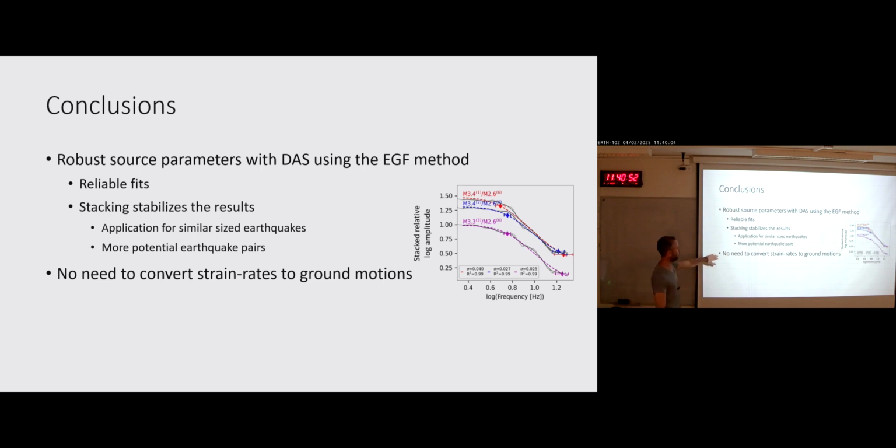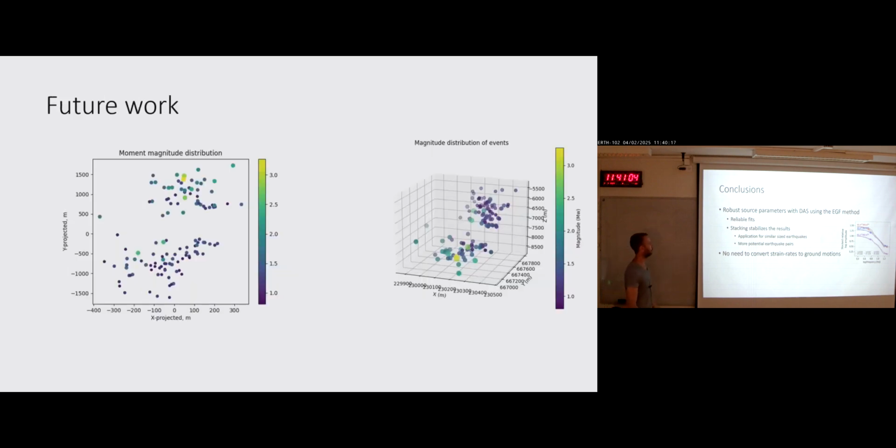We don't need to convert strain rates to ground motions like we did for early warning, because the earthquake occurred at the same location. We actually get rid of everything related to the conversion between strain rate to ground motion. This makes this approach much easier to apply.